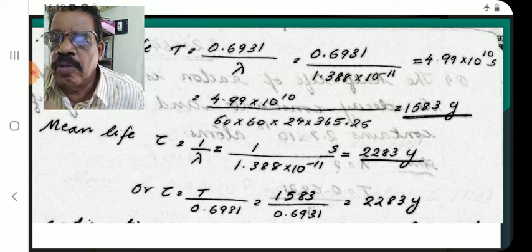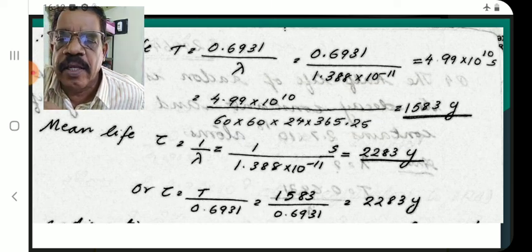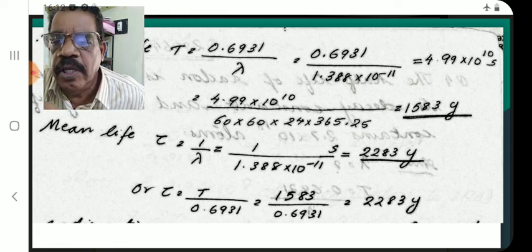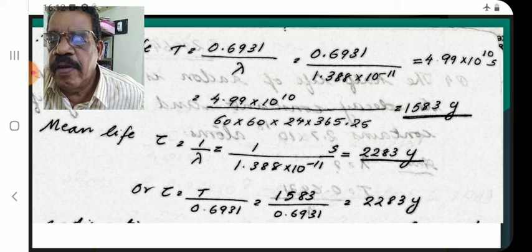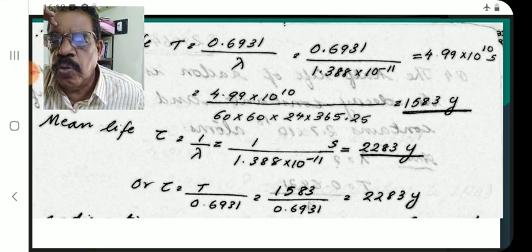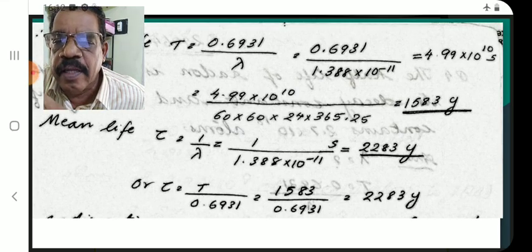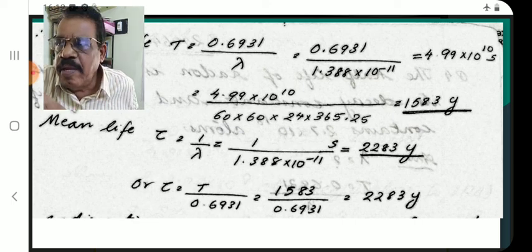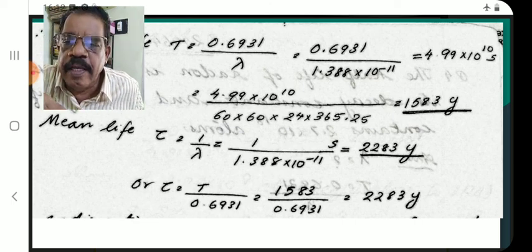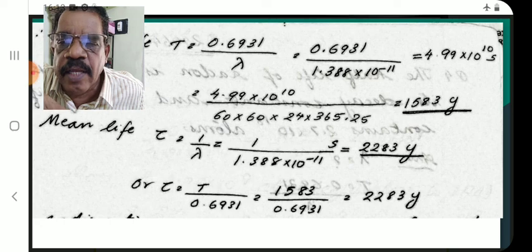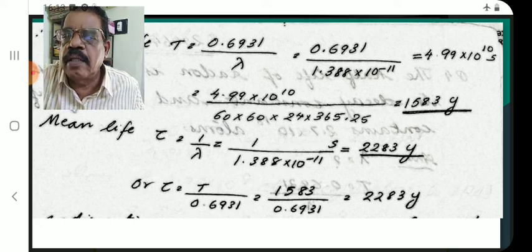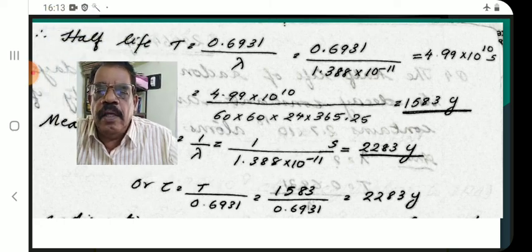So in this problem, the half-life of radium we obtained is 1583 year. Mean life, tau, is 1 by lambda, that is 1.388 into 10 raised to minus 11 second. And when we convert into year, we get 2283 year. Or mean life can also be calculated by the equation T by 0.6931, equal to 1583 by 0.6931, 2283 year.